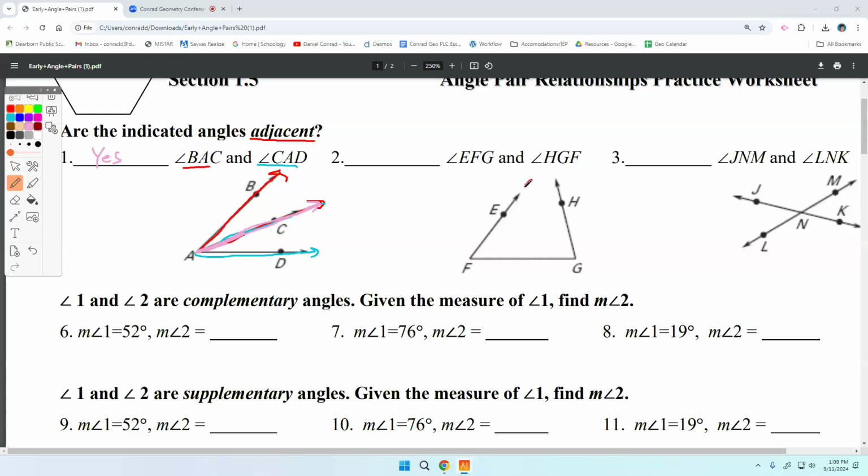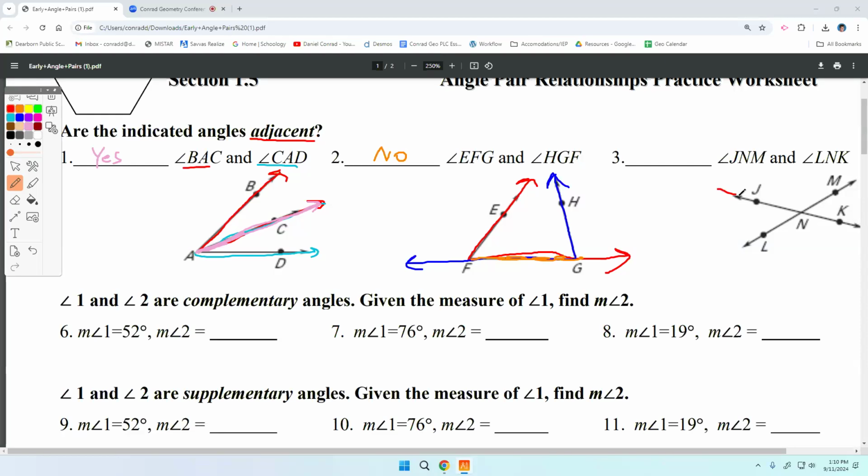All right, the next one, angle EFG. Okay, remember, angles are made of two rays, and rays go on forever. They don't stop. Even if the diagram stops, that doesn't mean the actual angles or the rays making up the angles stop. So if we're looking at the second one, our two angles share part of a side, but they don't share the entire side because those sides really go on forever. So since they don't share an entire side, this one's going to be no. These angles are not adjacent to each other.